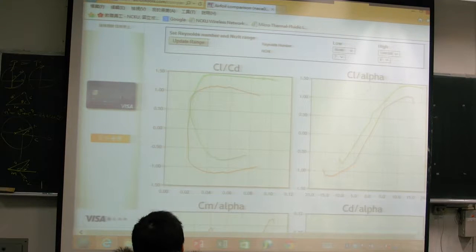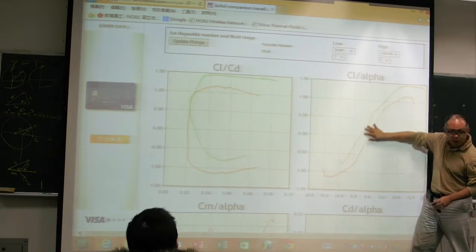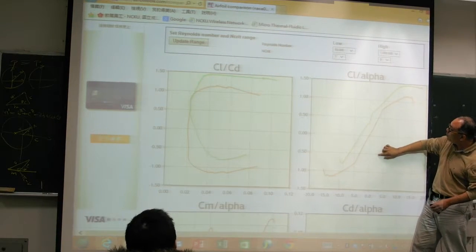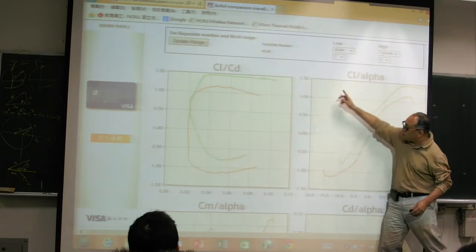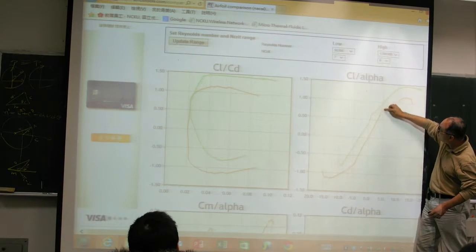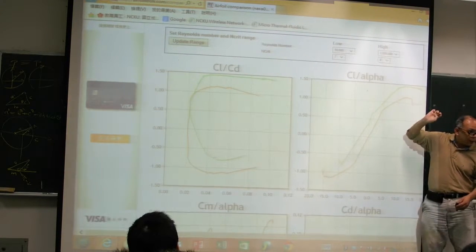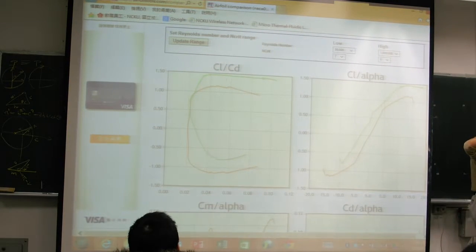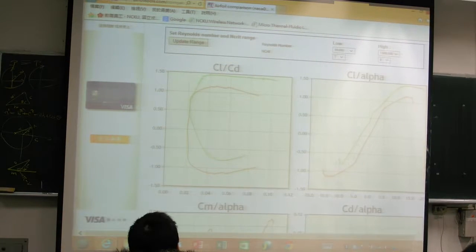As you can see, the slope didn't change too much. However, for the same angle of attack, this is the angle of attack, and this is our CL. For the same angle of attack, without camber and with camber, which is higher? With camber is higher, right? You can see it very clearly.